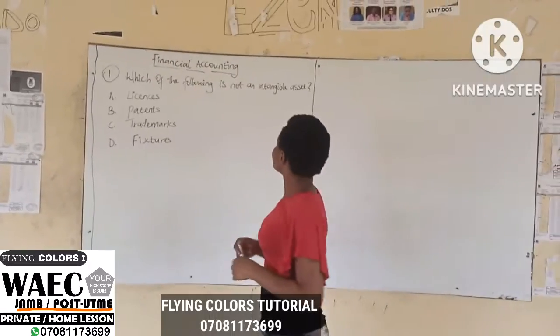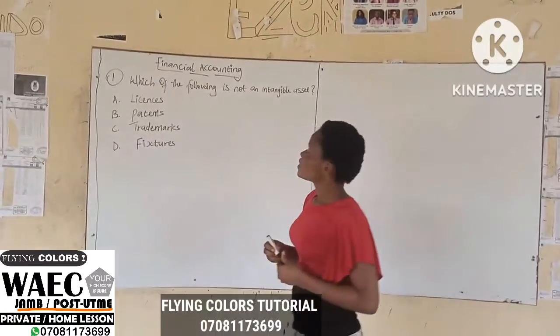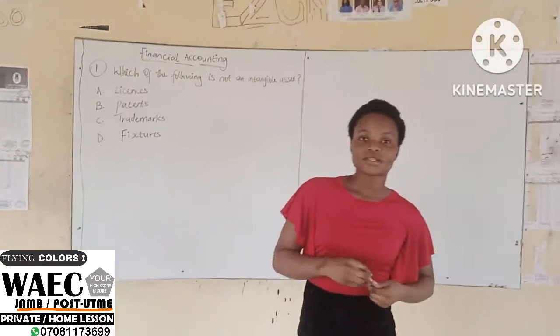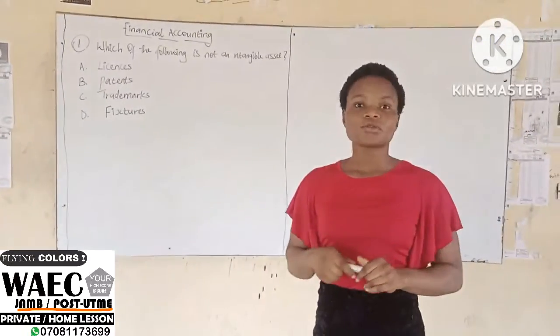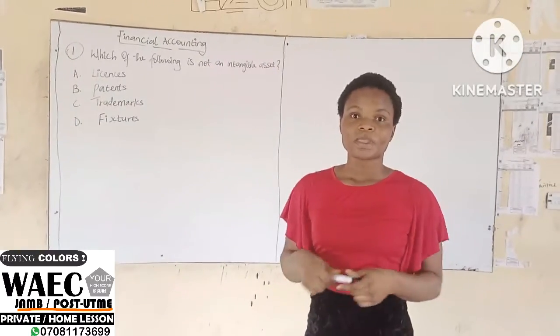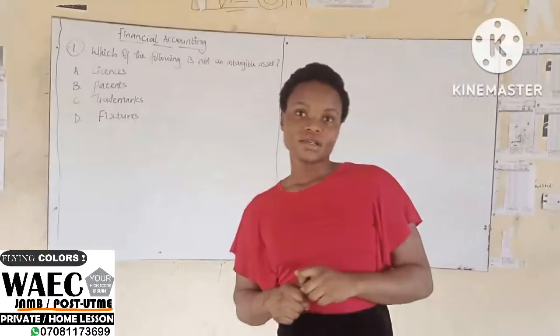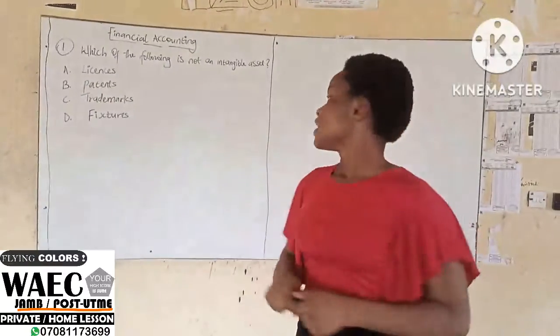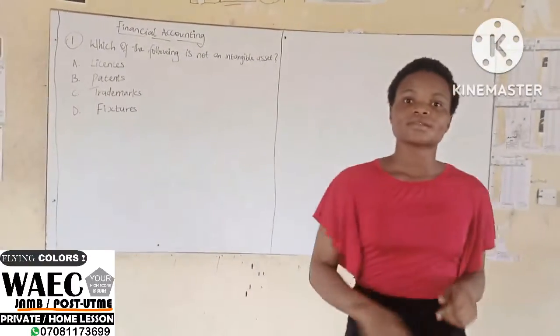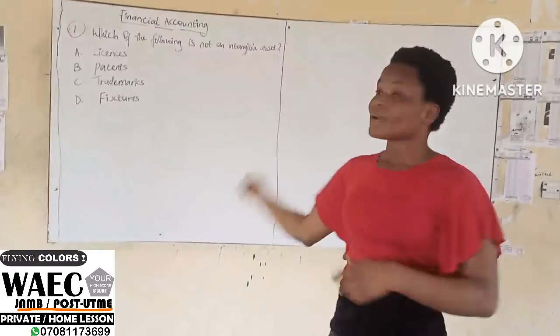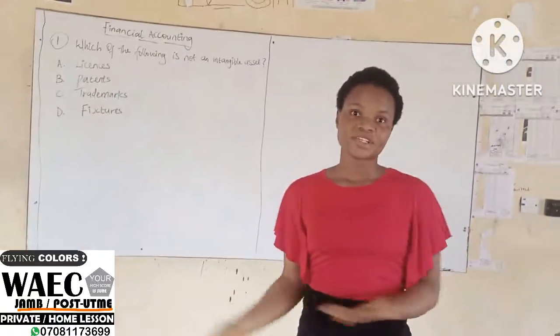Which of the following is not an intangible asset? First of all, what is an intangible asset? Intangible assets are those assets that are not physical. They are those assets that we can't see, we can't touch, but we can feel. Examples of them are license. Licenses are the rights given to an individual to do business by the government.